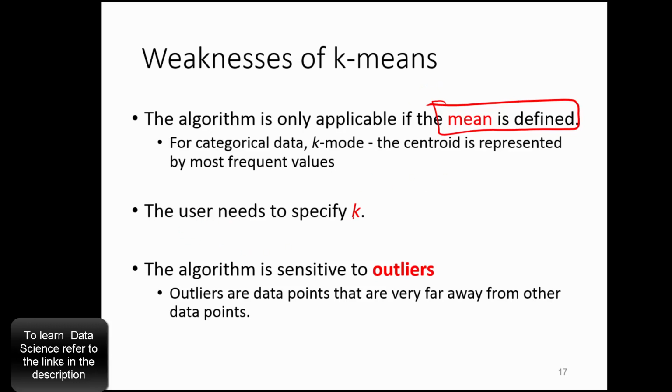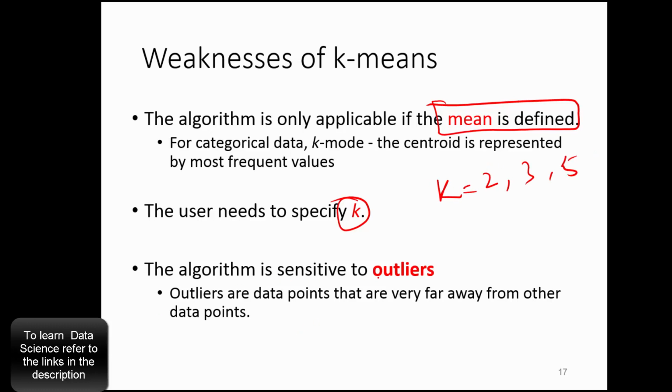The user needs to specify K. So you have to be an expert in the data that you are working on. That means you should know how many clusters there are in your data. You cannot expect this from your algorithm. The clustering algorithm will not tell you how many clusters there are in your data. You just have to provide whether it's K equal to 2 or 3 or 5 or 6, whatever.